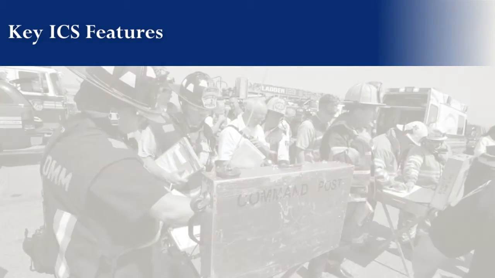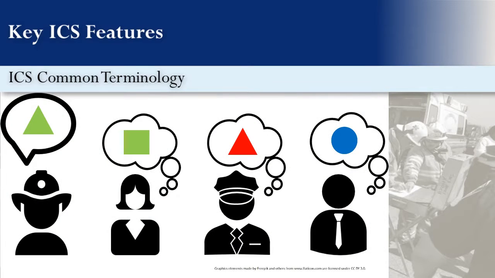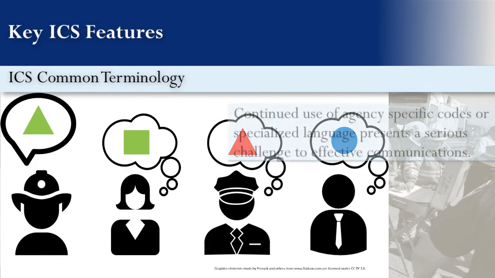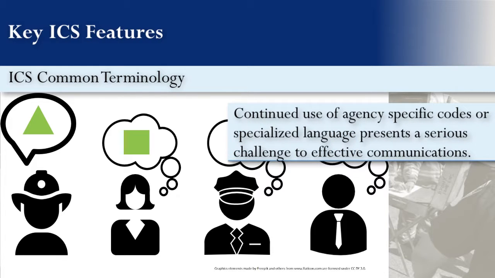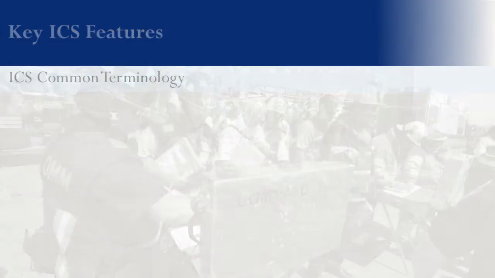The last key ICS feature is its requirement that common and clear terminology be used for all communications. Continued use of agency-specific codes or specialized language presents a serious challenge to effective communications. Compliance with this requirement is a key part of effective disaster management.